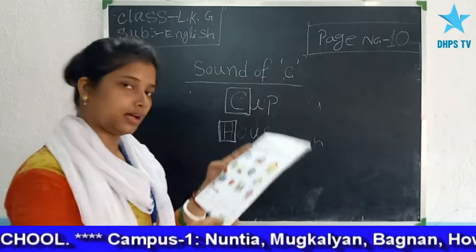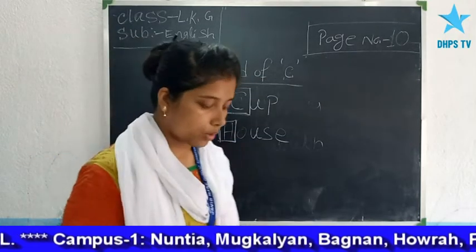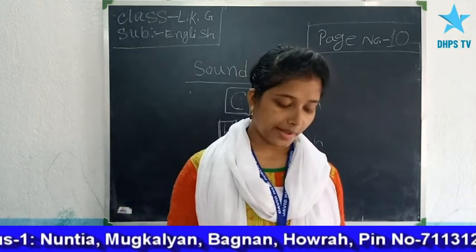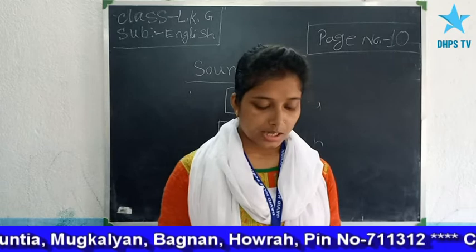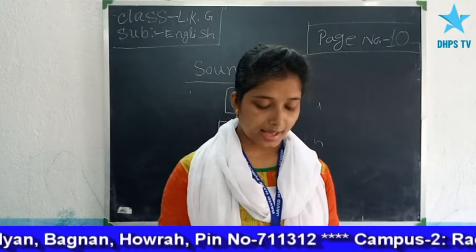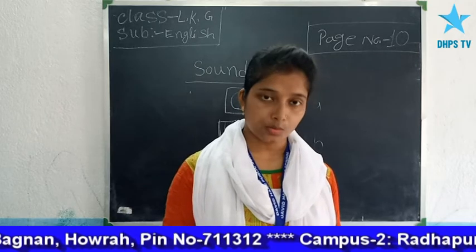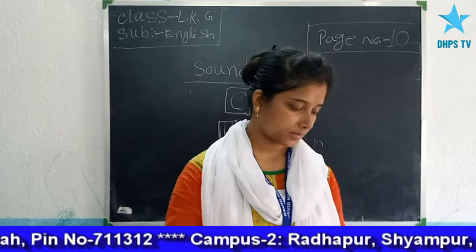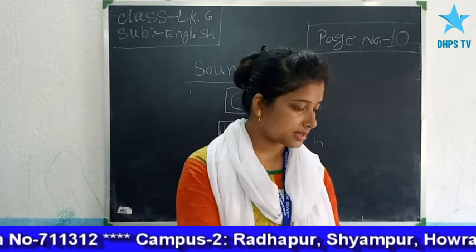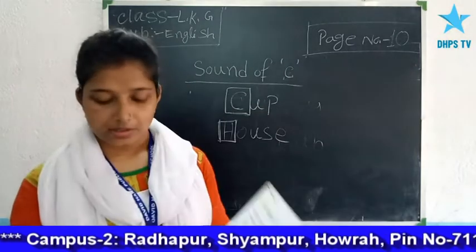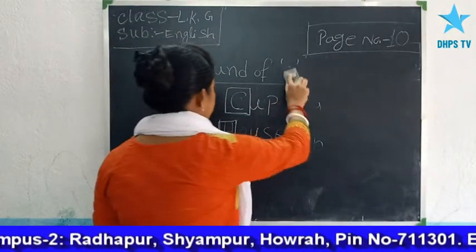Read the words loudly. Cold, C-O-L-D, cold. Then colt, C-O-L-T, colt. Cup, C-U-P, cup. Then C-A-K-E, cake. And then cook, C-O-O-K, cook. Now next, turn the page, page number 12. And here the letter is D.